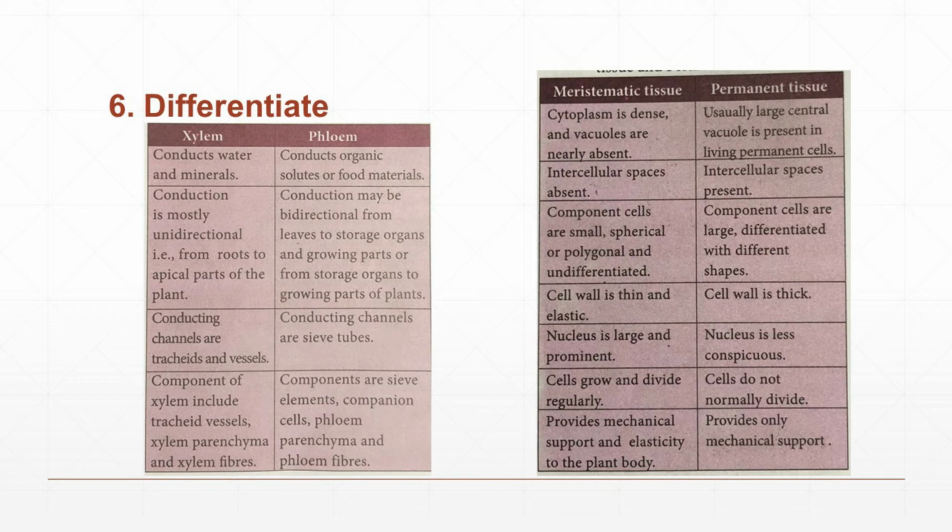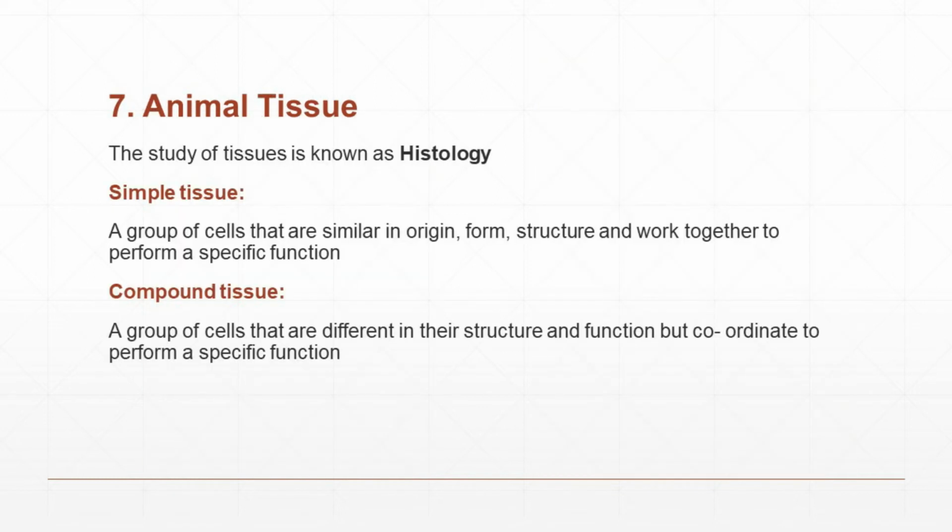That's all about plant tissues. Now let us pass on to animal tissue. This first part is over, the different types of plant tissues we discussed. Now let us discuss animal tissues. The study of tissues is known as histology. Animal tissue is classified into simple tissue and compound tissue.